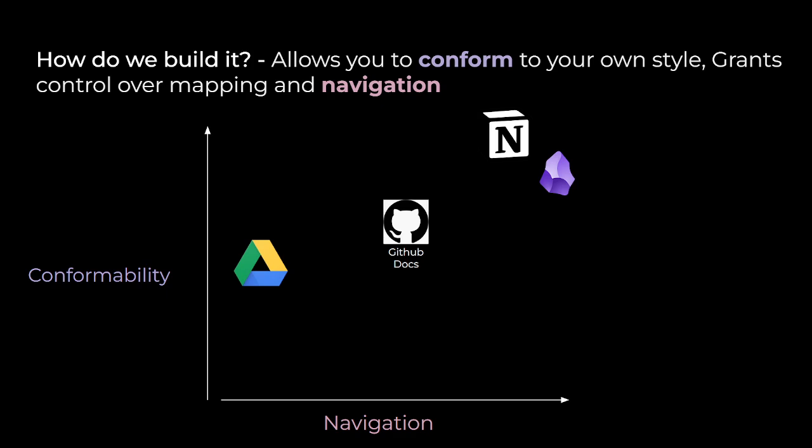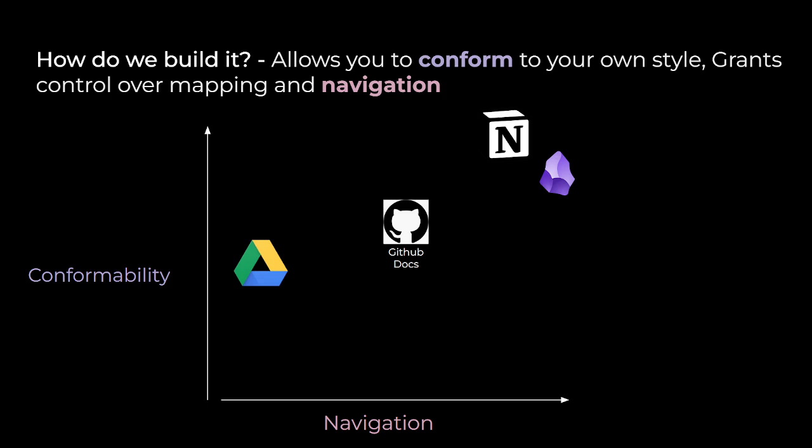So how do we build it? This allows you to conform and navigate, right? We have to conform and navigate. And I did not include Trello on these because I think that it's very specifically a Kanban board. I swapped it out with GitHub Docs. But in this case, you can see that Google Drive and conformability, pretty okay. Like if you are cool with using Google Docs and spreadsheets and presentations, that's great, but you have to conform to that. But navigation-wise, it's pretty terrible, right?